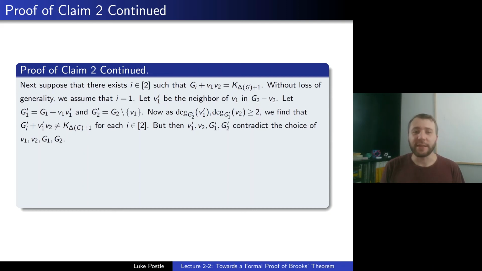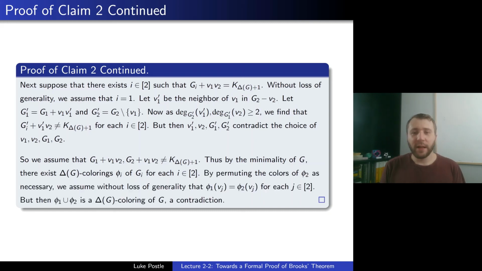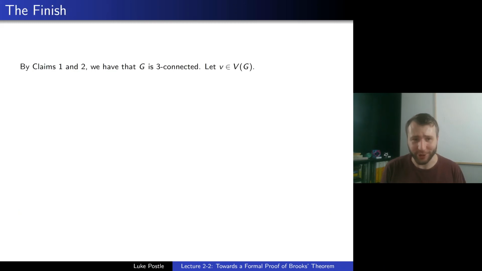And so that concludes the exceptional case. We assume that when you add the edges, they don't get K delta of g plus 1, and thus by the minimality of g, there exist delta of g colorings, phi i of gi, for each i in 1, 2. And by permuting the colors of phi2 as necessary, we can assume that phi1 of vj is equal to phi2 of vj for each j in 1, 2, so you can get them to agree on these, and then phi1 union phi2 is a delta of g coloring of g, a contradiction.